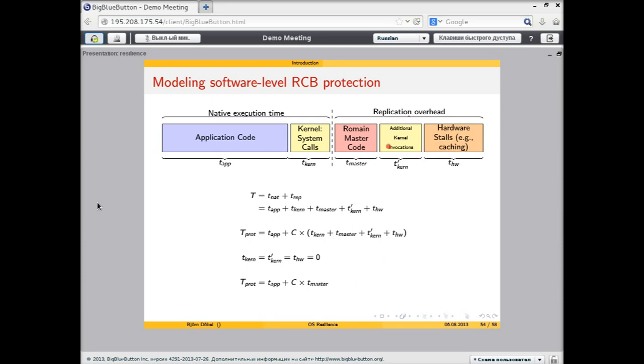So we can break this down. The overall execution time is native execution time plus replicated execution time, and we can split this into the components I showed you up here.